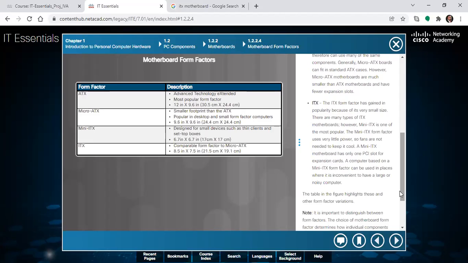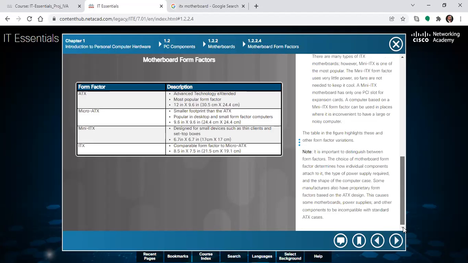Then a computer based on a mini ITX form factor can be used in places where it is inconvenient to have a large or a noisy computer. What they mean by that is when you don't have space, okay, you go for an ITX computer or motherboards, or you buy the ITX system and everything you could assemble for someone. You can use ITX technology to create it because it's not going to take more space. That's what they're trying to say here.